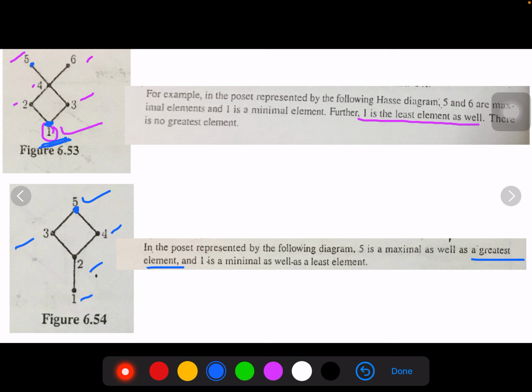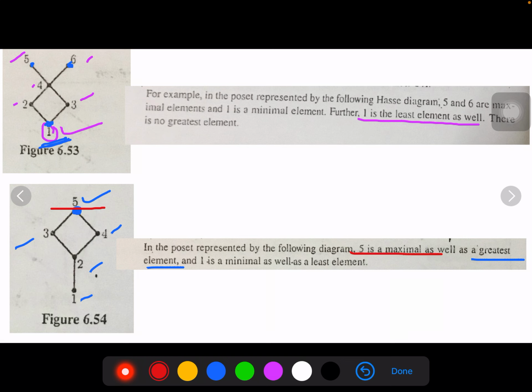But here these 2 points are open, it's not closed. That's why you are not able to find out the greatest element. Okay. In the similar way, you can cross verify here. This is the closed point, then it should have both maximal element and greatest element. 5 becomes the maximal element because it's above all this. Clearly 5 is a maximal element.